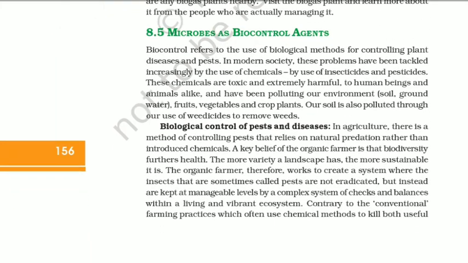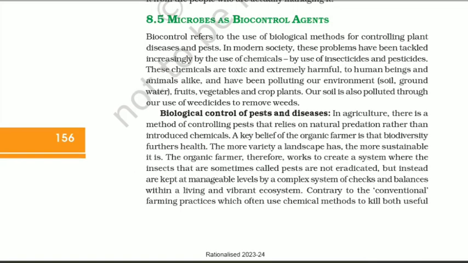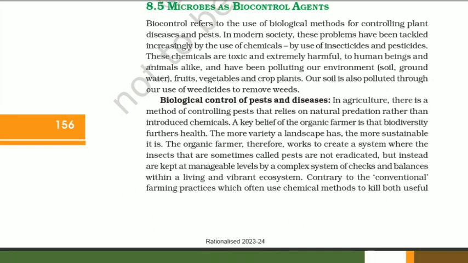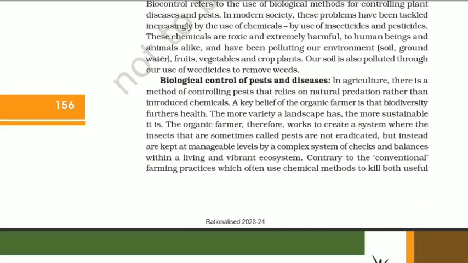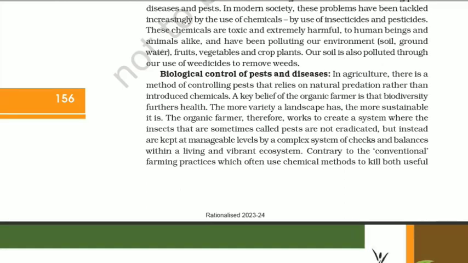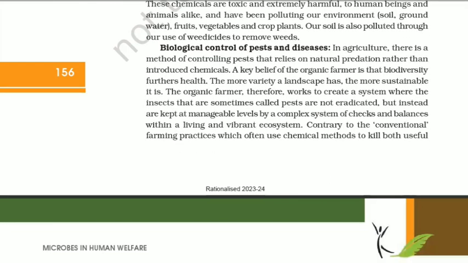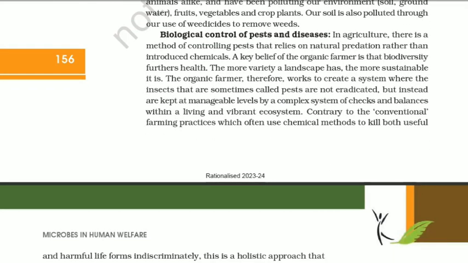8.5 Microbes as biocontrol agents. Biocontrol refers to the use of biological methods for controlling plant diseases and pests. In modern society, these problems have been tackled increasingly by use of chemicals, by use of insecticides and pesticides. These chemicals are toxic and extremely harmful to human beings and animals alike and have been polluting our environment, that is soil, groundwater, fruits, vegetables, and crop plants. Our soil is also polluted through our use of weedicides to remove weeds.